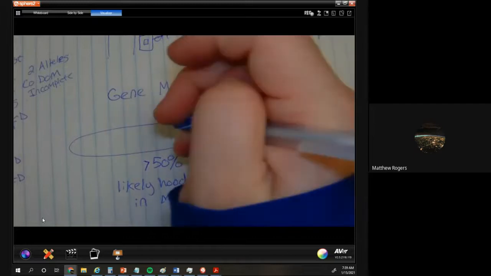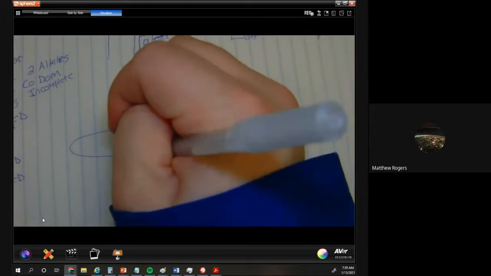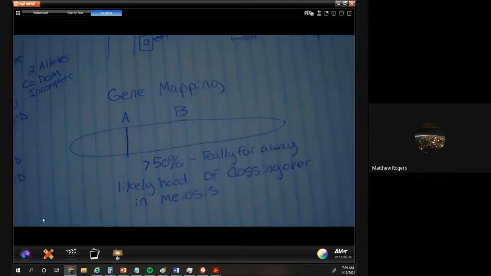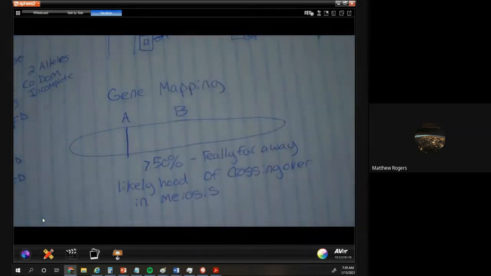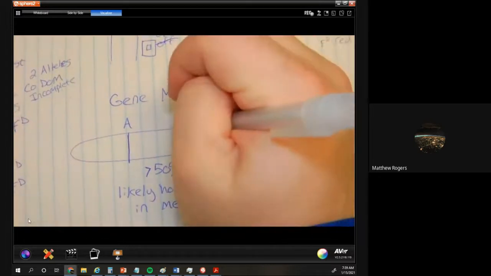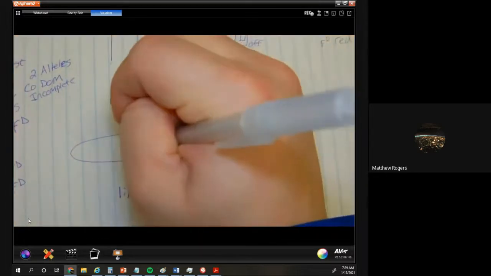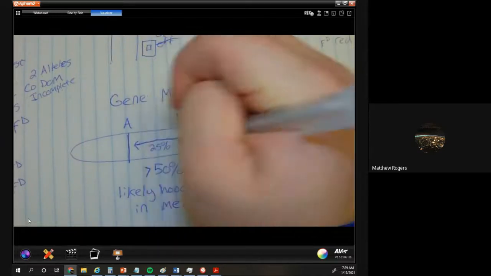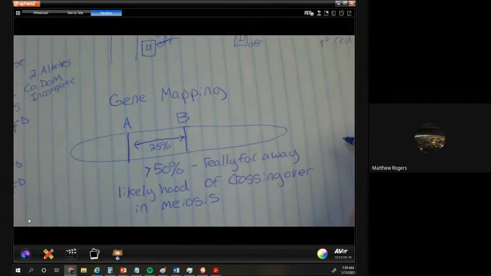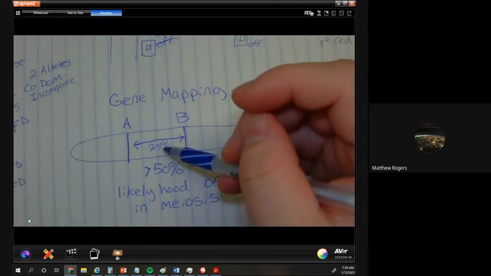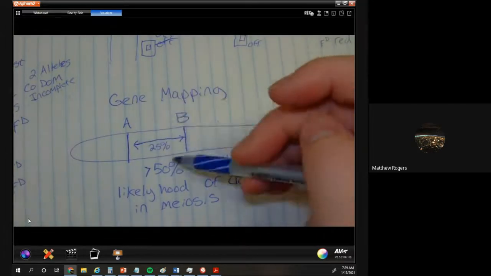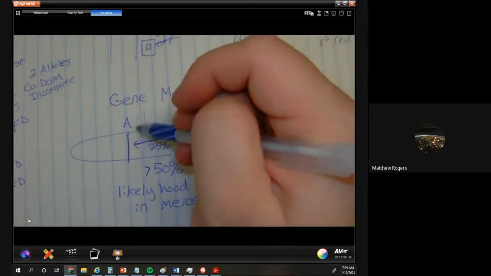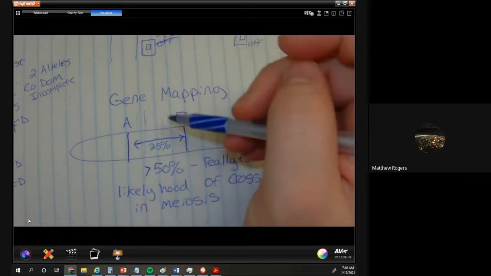So for example, if something is here, say this is gene A, and this is gene B. Sorry, my lights went off. I'm trying to get them back on. This is gene B, and they are 25% apart from each other, or 25 away from each other. It means 25% of the time, a crossing over event could separate these two. That the cut could be here, here, anywhere in there.